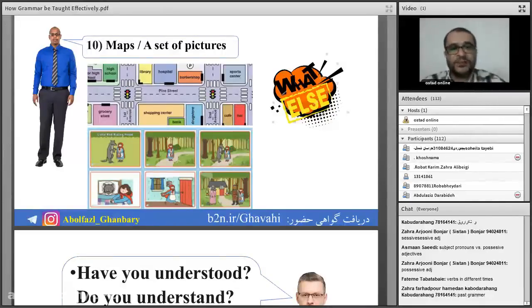The next one is maps and sets of pictures. As you said earlier, we can use it for talking about daily activities and giving direction. Yeah, giving direction. مثلا تو تصویر اول چه اتفاقی افتاد، تصویر دوم، تصویر سوم، تصویر چهارم. به عنوان روتین از این افعال روتین میشه استفاده کرد و اینها رو تدریس کرد.